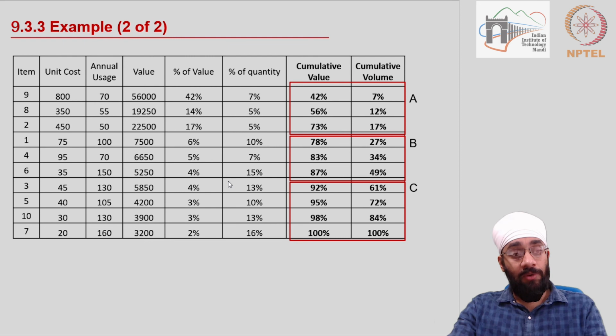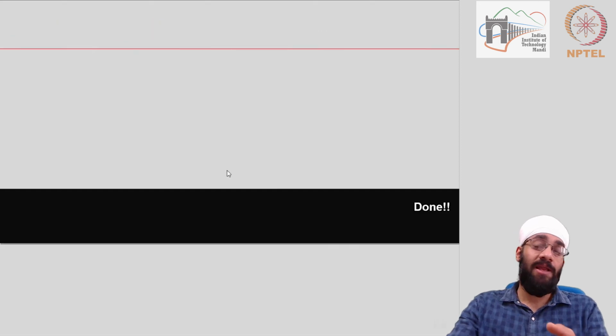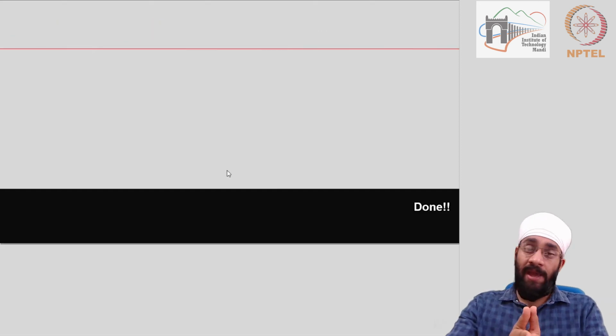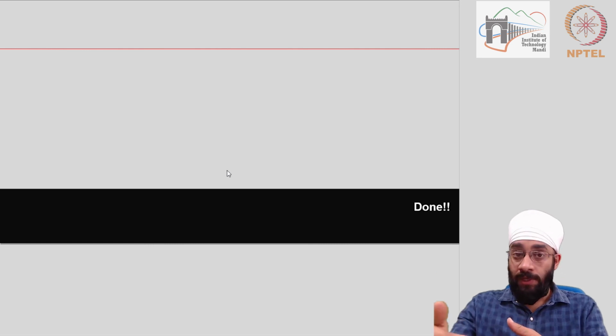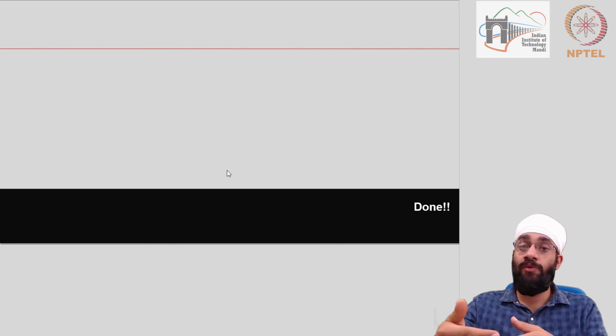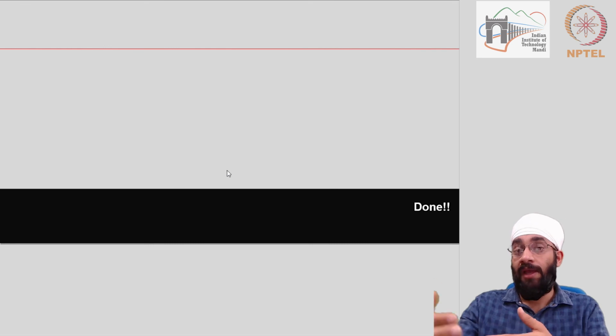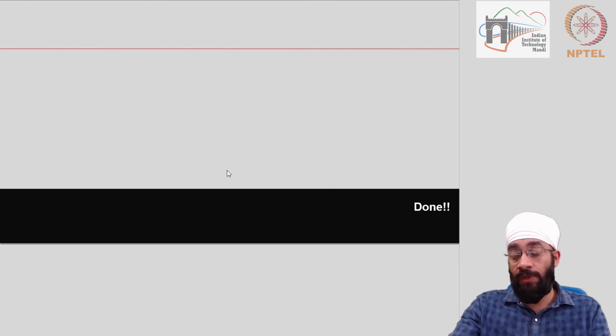So this is how a technique called ABC analysis is used in analyzing the stock items using their contribution to value, their monetary value and their quantity as the guides to categorize them.